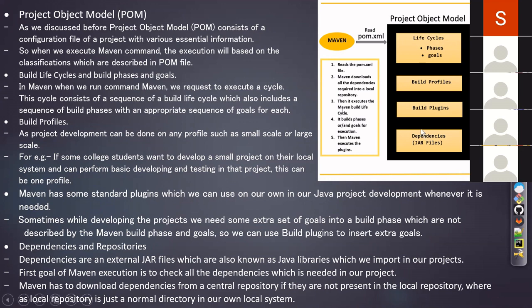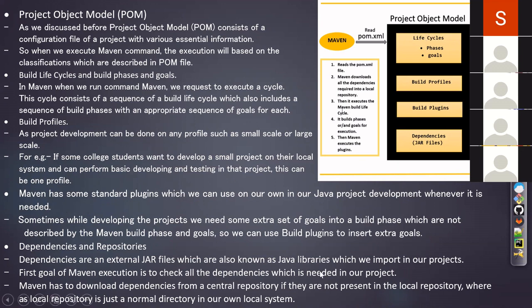In a build profile, project development can be done on any profile, such as small scale or large scale. Let's take an example. If in college there is a batch of students and they want to develop a small project on their local system, they can perform basic development and testing in that project, using JUnit and Selenium and basic things. So this can be one profile. This is also included in the POM.xml file.